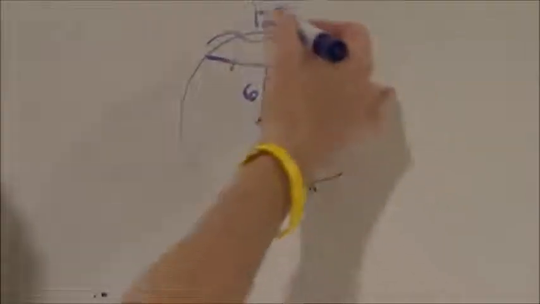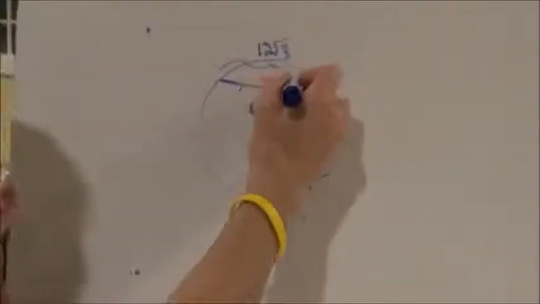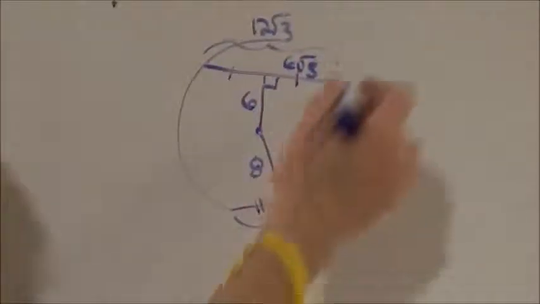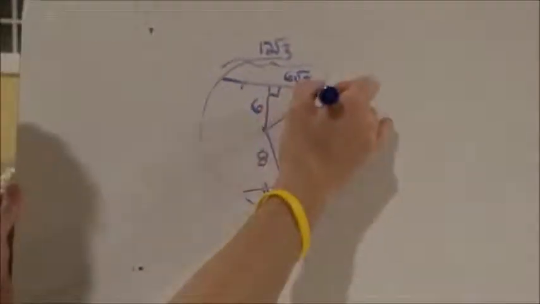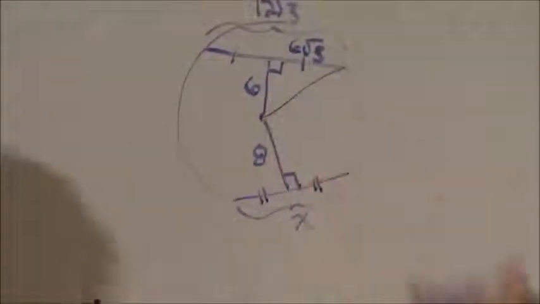This chord is 12 root 3. So if the whole thing's 12 root 3 and it divides it in half, each of those segments is going to be 6 root 3. And now I can draw in a radius, which makes a right triangle, and I'm going to be looking for the hypotenuse in this case.